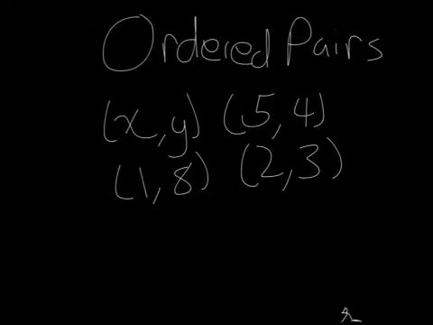To start with, let's look at how we can show relations as ordered pairs. So, on our standard x, y ordered pairs, we can use the points (5, 4), (1, 8), and (2, 3). We're going to be using these points throughout our next few examples. Remember that our points go x, y. So the x coordinate is first, and then the y coordinate.